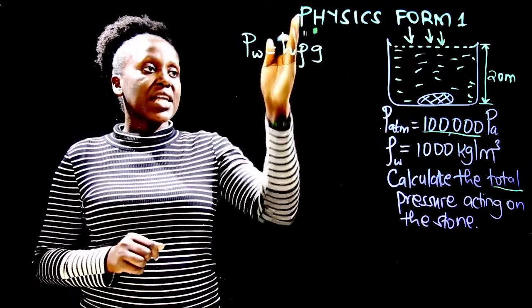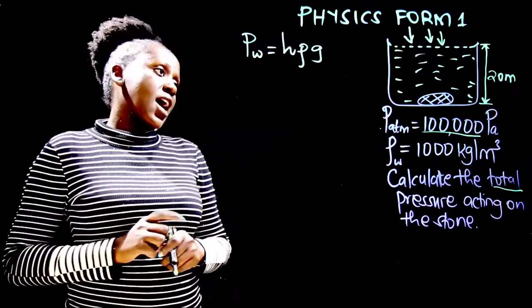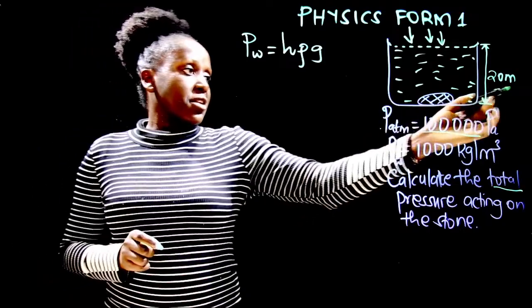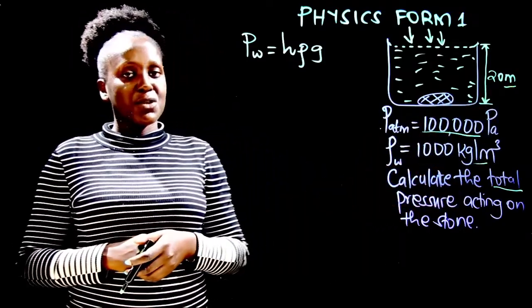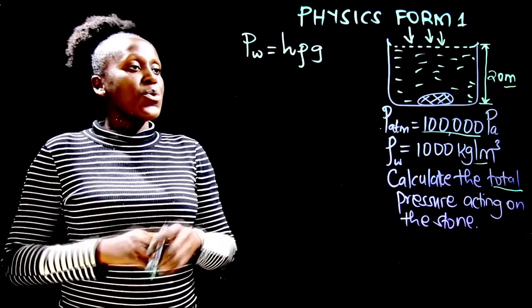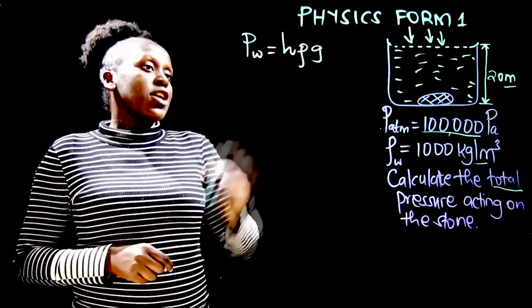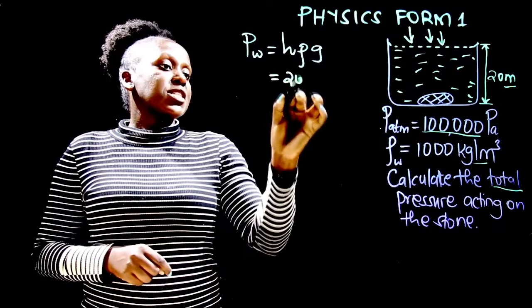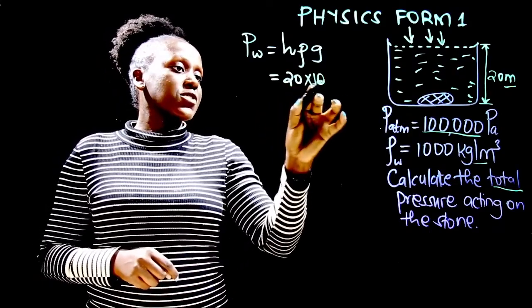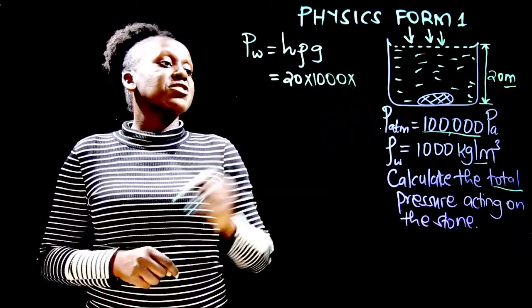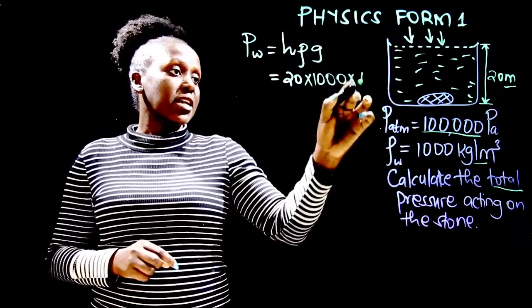Ensure that the height and the density are in the SI units. The height is given in meters and the density is given in kilogram per meters cubed. So we are good to go. We don't need to convert anything. So the height is 20, the density is 1000, and the gravitational force on Earth is 10.